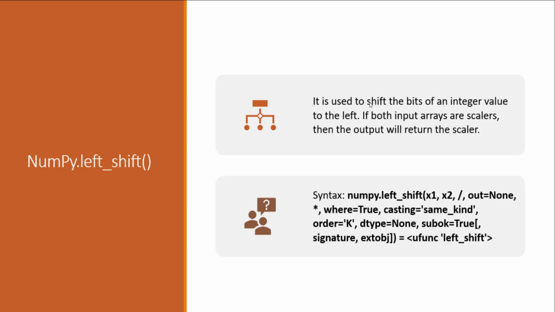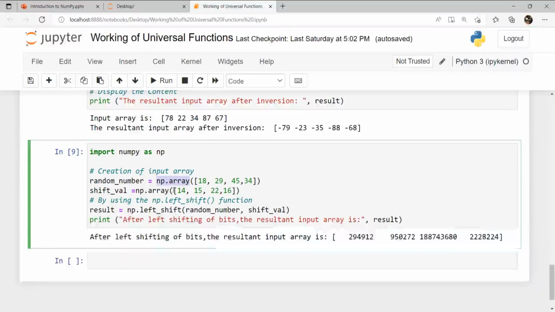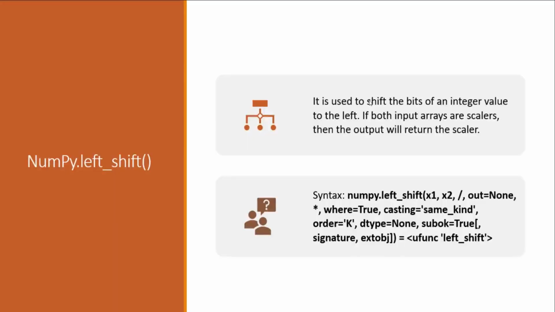Now we will discuss an example using the left shift function. In this example we have created two input arrays named random number and shift val. After creating the arrays we have used the numpy left_shift function, and within this function we have set the input arrays as arguments. After executing this code, it will shift the bits of the integer. So with this we have completed the working of universal functions.